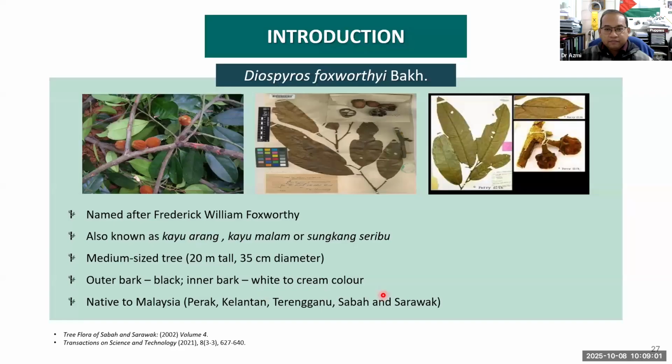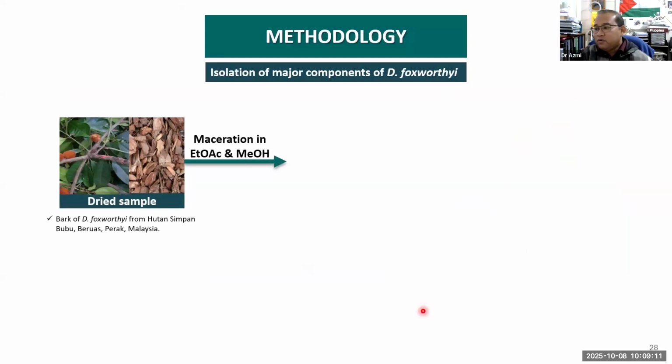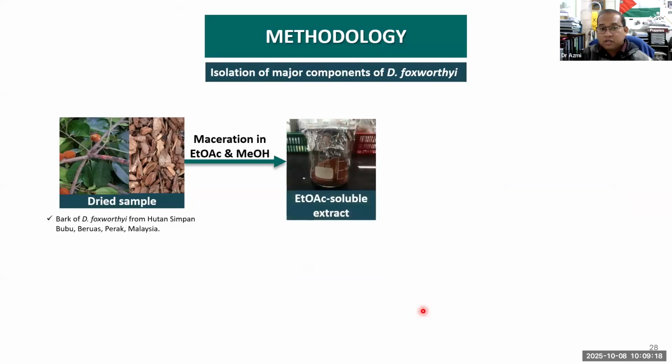And this is native to Malaysia: Perak, Kelantan, Terengganu, Sabah, and Sarawak. So this is the common process in isolation and characterization. We have a dry sample, we macerate in ethyl acetate, followed by methanol. So we have ethyl acetate soluble extracts.